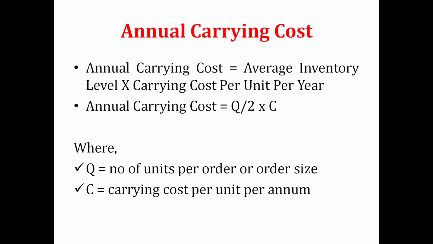If we see the formula of annual carrying cost, it is a product of the average inventory level and carrying cost per unit per annum. Symbolically, we can represent the annual carrying cost as Q by 2 multiplied by C, where Q by 2 is the average inventory level and C stands for carrying cost per unit per annum.